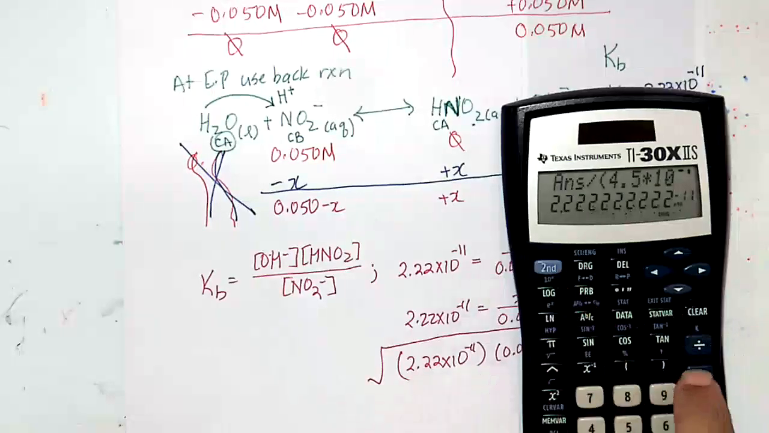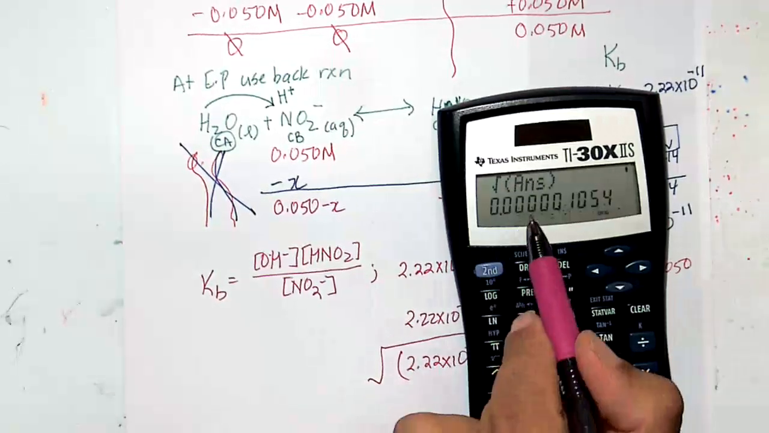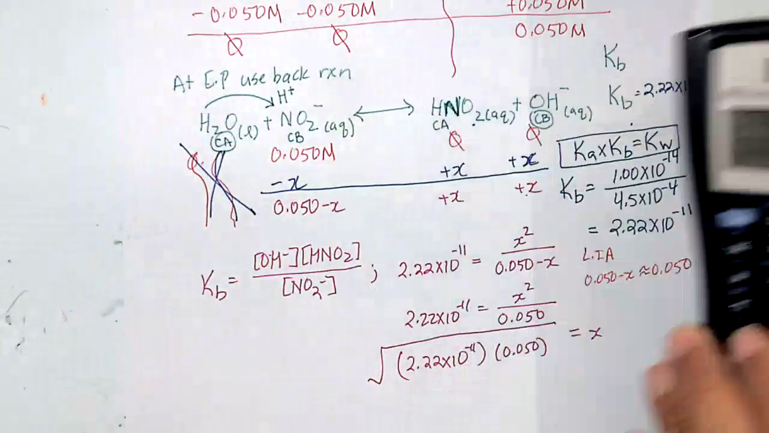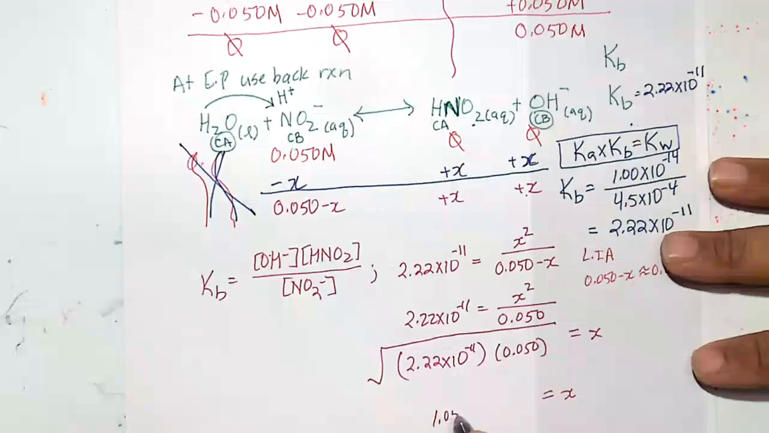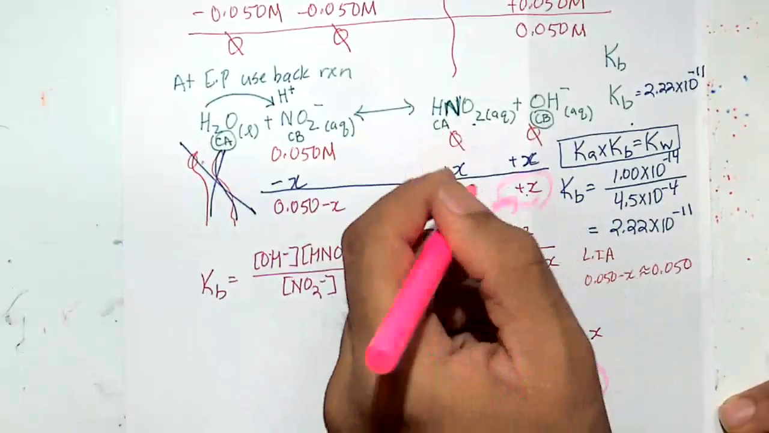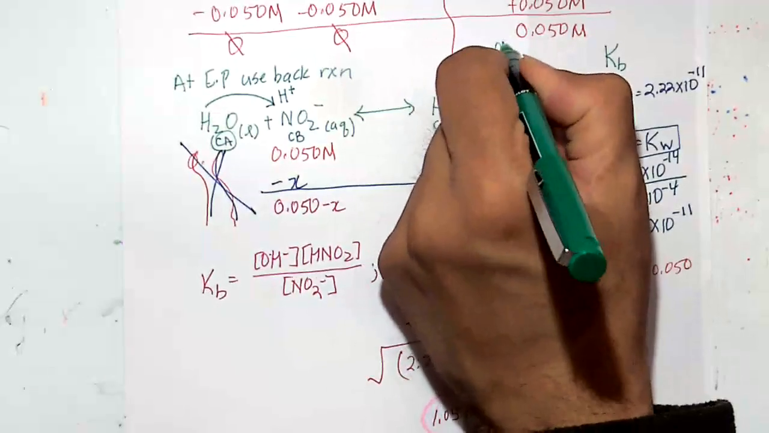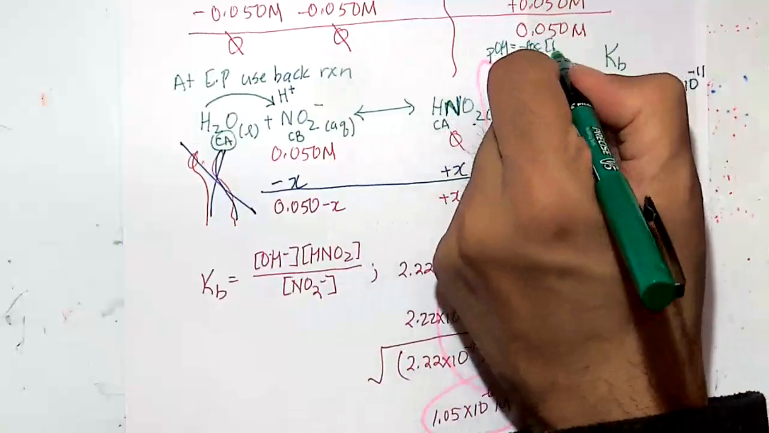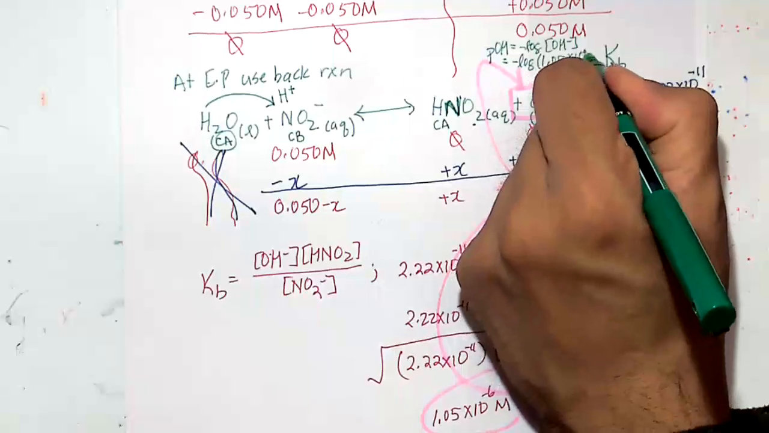And what is that on our calculator? I'm getting 1.05 times 10 to the minus 6 M. But what really, truly is that x? It's HNO2, but what else is it also, Susanna? OH minus. So let's calculate the pOH, because we know pOH is minus the log of OH minus, so minus the log of 1.05 times 10 to the minus 6.